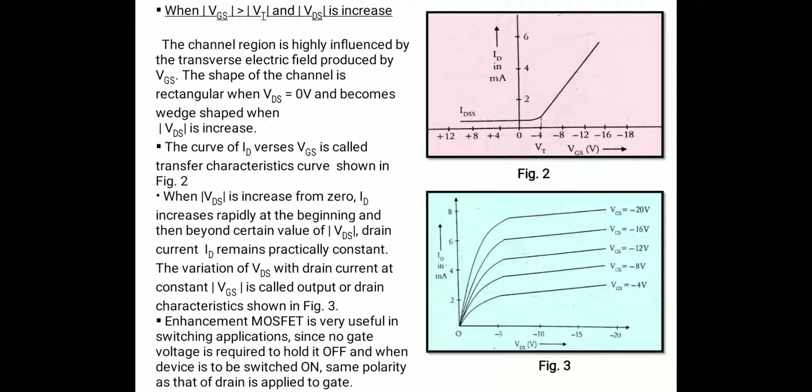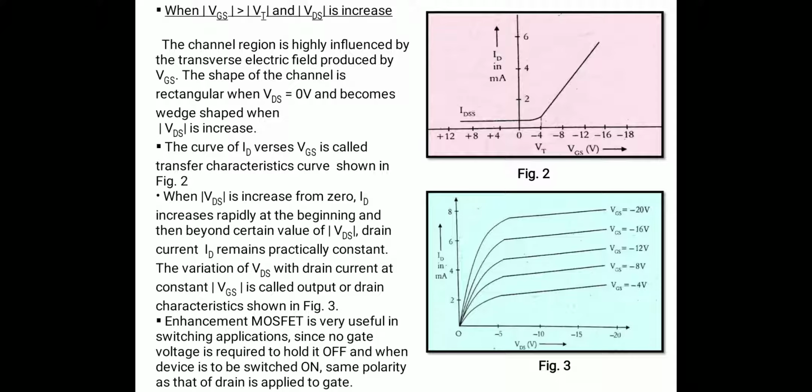When Vd goes on increasing from 0, the drain current goes on increasing. The variation of drain voltage and drain current at a constant value of VGS, the gate voltage, is called the output or drain characteristics, shown in the figure. From figure 3, the output characteristics, it is clearly seen that when drain voltage increases from 0, drain current increases sharply. With further increase in drain voltage, there is only a small increase in drain current.